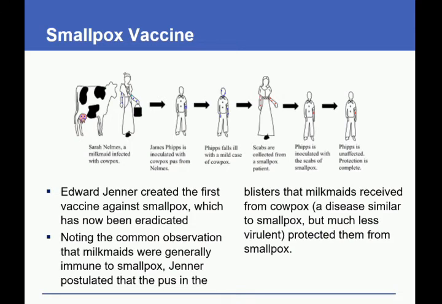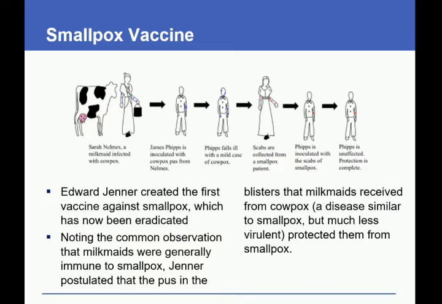This is the story of the smallpox vaccine. Edward Jenner created the first vaccine against smallpox, which has now been eradicated. Noting the common observation that milkmaids were generally immune to smallpox, Jenner postulated that the pus in the blisters the milkmaid received for cowpox, a disease similar to smallpox, much less viral, protected them from smallpox.